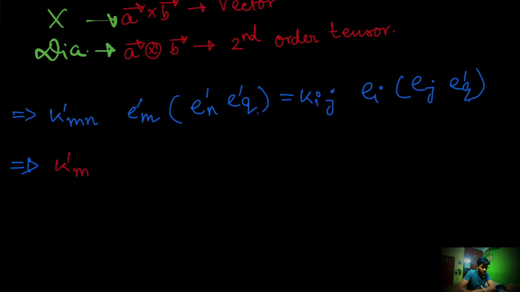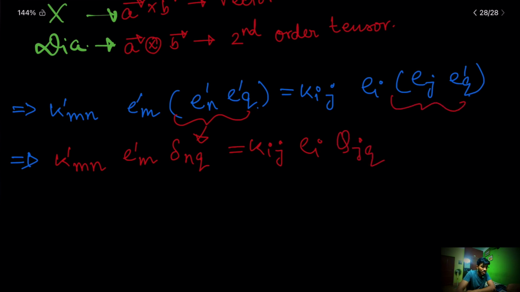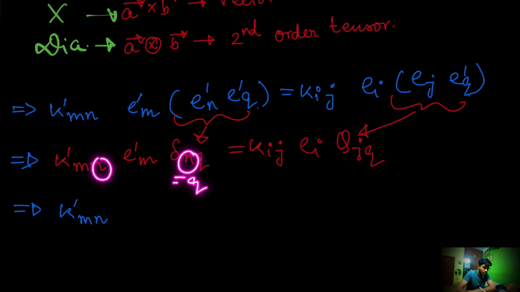So this we already know is delta NQ, this part, and this we already know is QJQ, this part. Okay. Now again KML. Now this delta NQ is 1 when n is equal to Q. So if I put n equal to Q, then I have to put this n equal to Q. So I remove this n and just put Q here. So it will be this one.